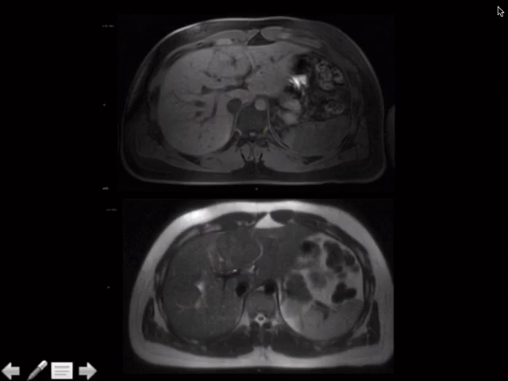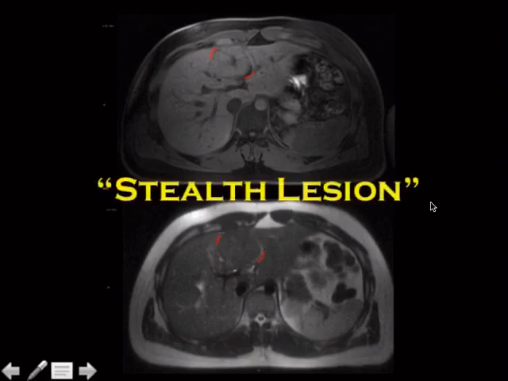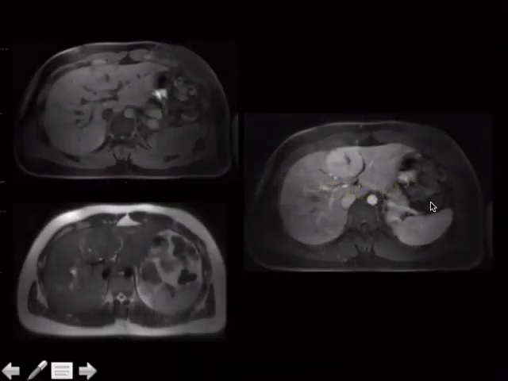Well, you sort of get the feeling there might be a lesion in there, but it's kind of hard to see, right? Some people might even say it was a stealth lesion. And then on contrasted, so here we go. What do we got? T2, T1, post-contrast. It's enhancing homogeneously, right? Got a central scar.